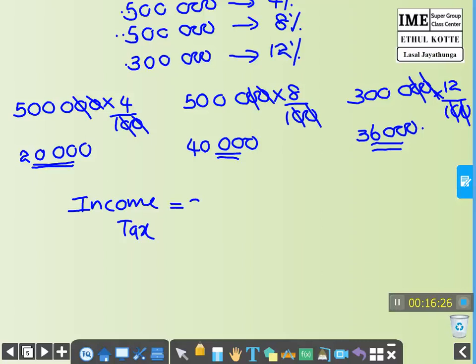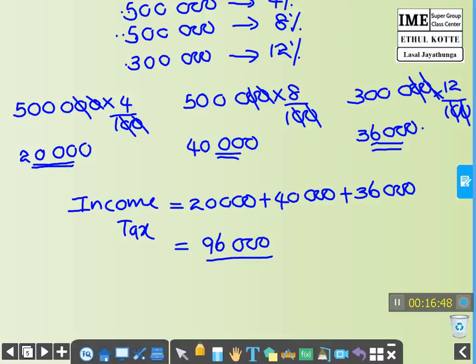Right. First stage tax free. For the second stage tax amount 20,000. For the third stage 40,000. Final stage 36,000. So totally the person has to pay 96,000 as income tax. Clear?